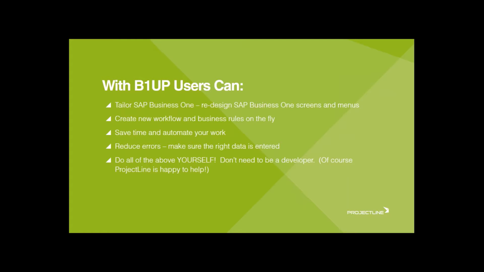So with B1UP, users can do the following. You can tailor SAP Business One, redesign screens and menus, and create new workflows and business rules on the fly. It's going to save you time and help you automate your work. You can reduce errors and make sure the data is entered correctly. You can do all of the above yourself. And like I said before, you don't need a developer. And of course, Project Line is always happy to help if you need it.